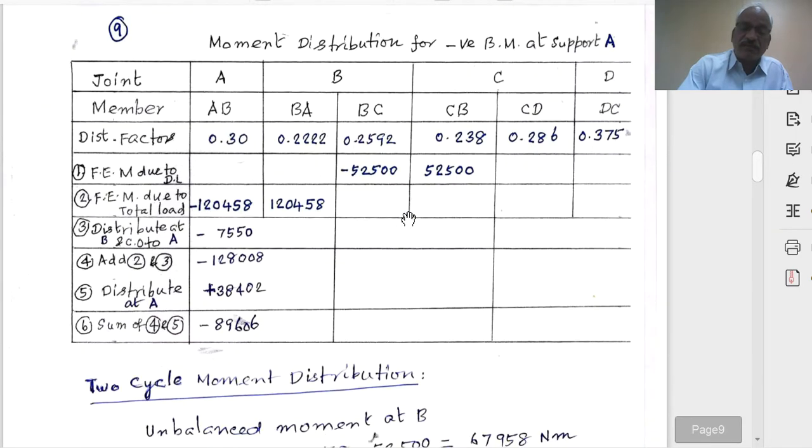Right. Now these are the values. Standard moment distribution table: joint, member, distribution factors. We have taken the distribution factors only for beams. We have not taken them for columns. Therefore, at a joint, the algebraic sum will not be equal to unity, because we have not tabulated the distribution factors for the column above and the column below.